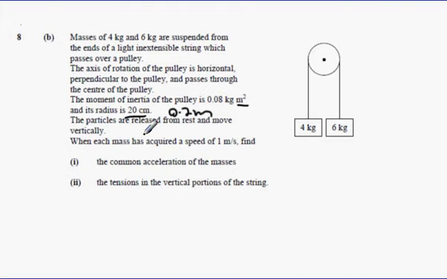The particles are released from rest and move vertically. When each mass has acquired a speed of 1 meter per second, find the common acceleration of the masses and the tensions in the vertical portions. Tensions. It hints that it's two different tensions. Let's call them T1 and T2.